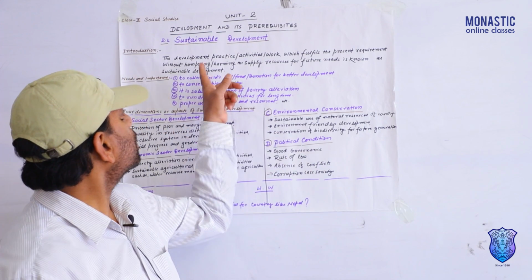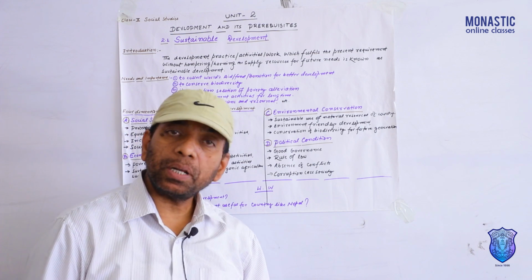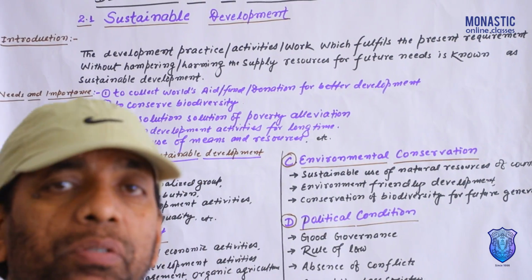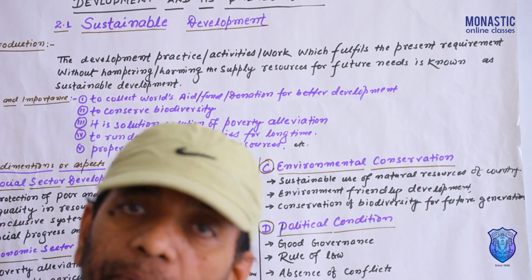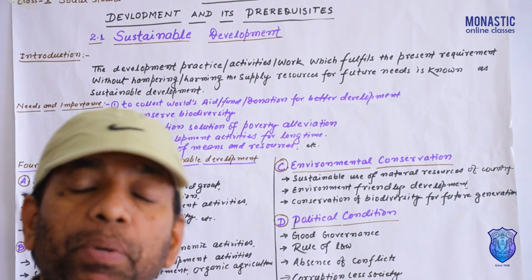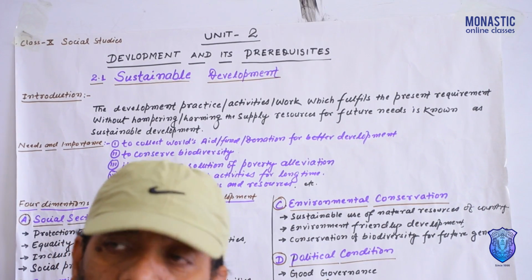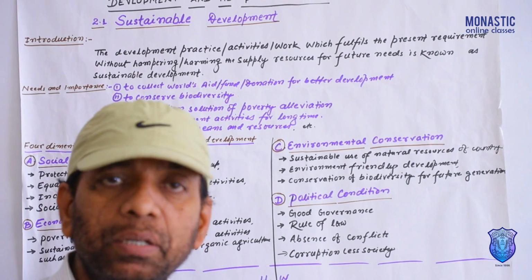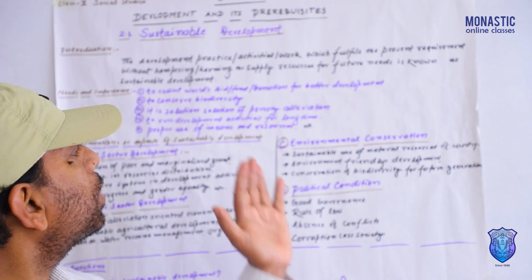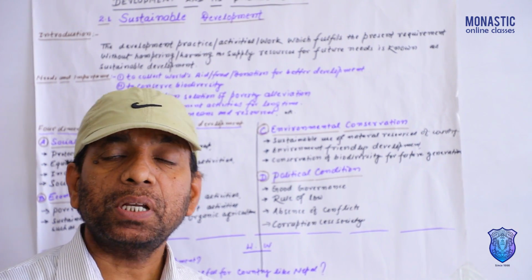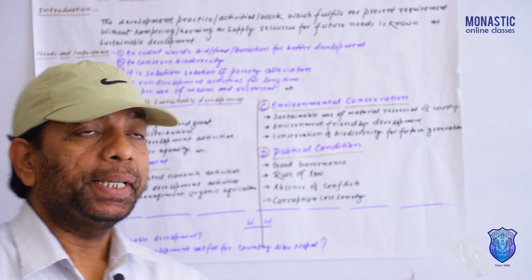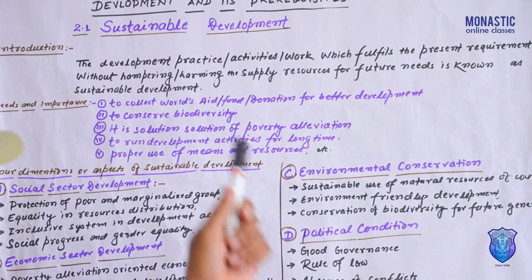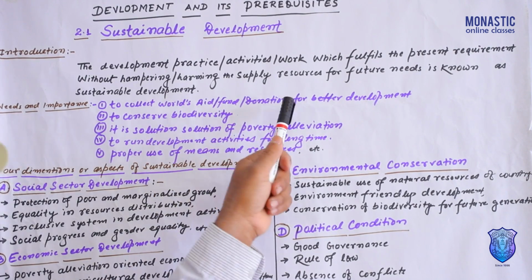But actually, what is called sustainable development? The developmental activities or practices which are carried out to fulfill the present need, present requirement, without hampering or destroying the environment. Without destroying or hampering, we need to do some developmental work for a long period. Such types of work are called sustainable development. Development practices, activities, and work which fulfill the present requirement without hampering or harming the supply of resources for future need.